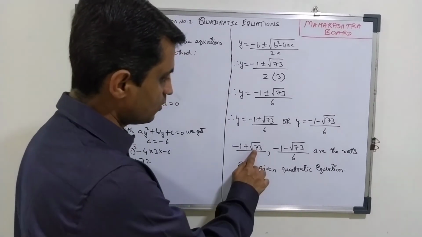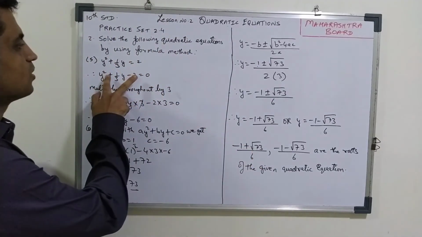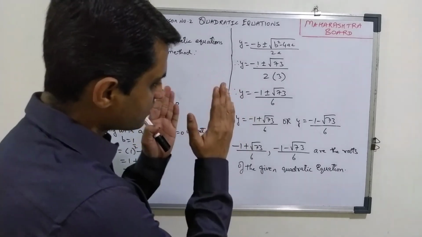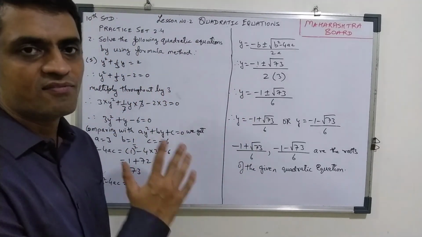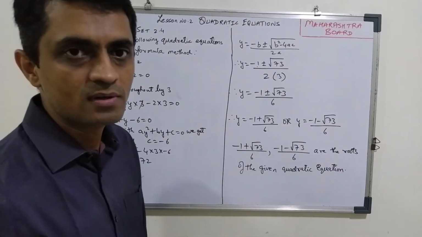Now see here, student, the roots are irrational. You have seen 2 3 sums. This sum can't be solved by splitting of the middle term because the answers are coming irrational. So this type of sums are only solved by the formula method. So that's why this formula method is very useful.